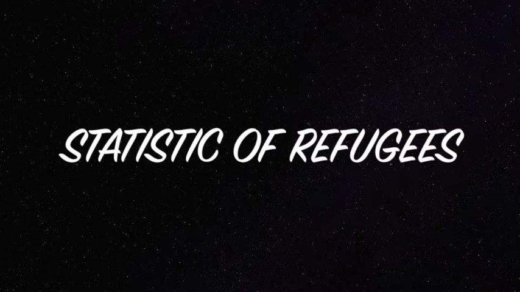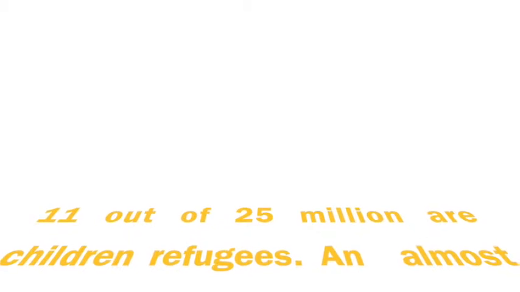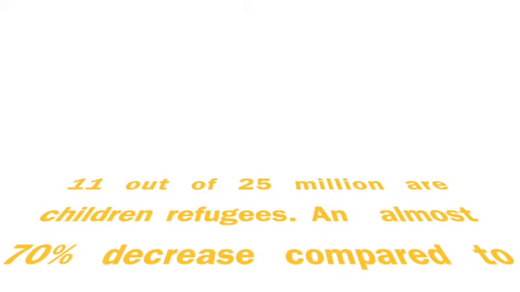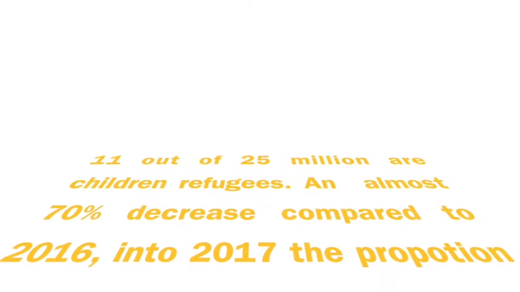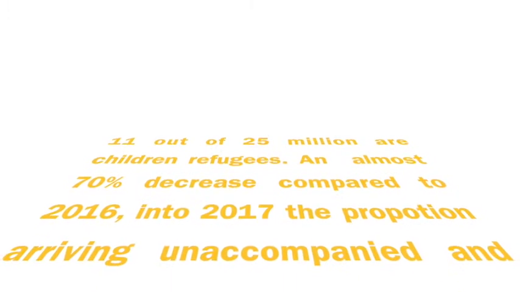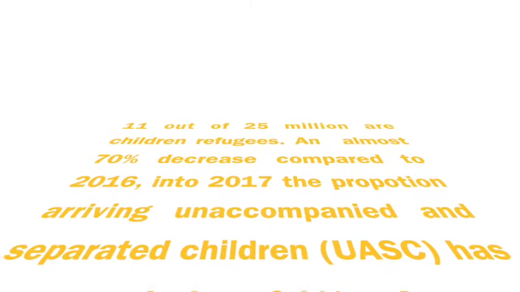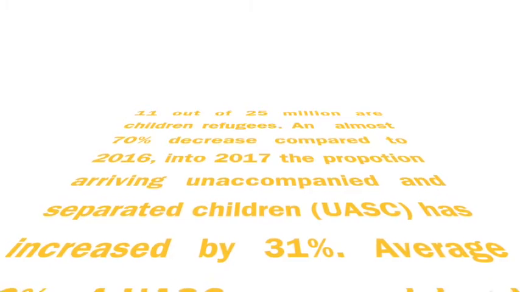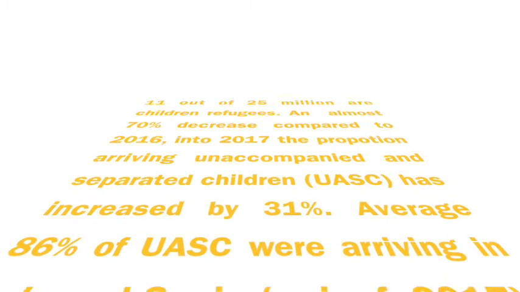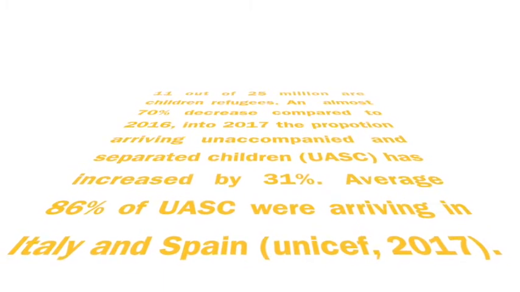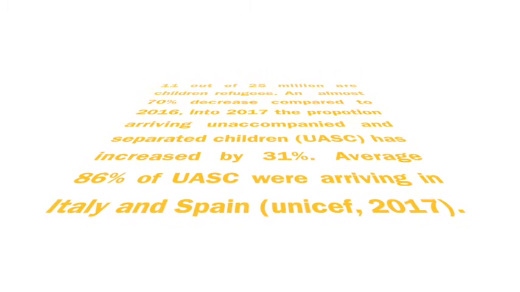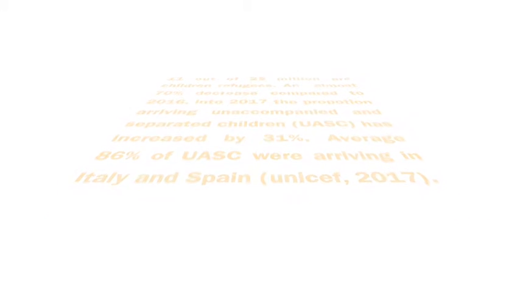Statistics of refugees. 11 out of 25 million are child refugees, almost a 70% decrease compared to 2016. Into 2017, the proportion of arriving unaccompanied and separated children has increased by 31%. On average, 86% of UASC were arriving in Italy and Spain.